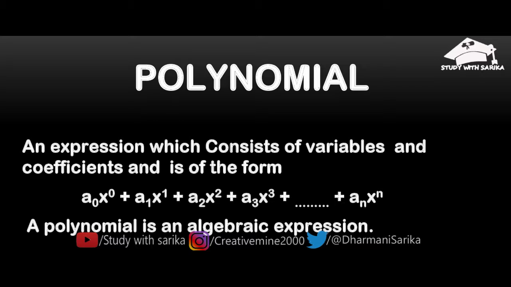Here polynomial is not a single term, it is a combination of terms, where poly is a prefix which means more than one and nominal which means terms. So polynomial, in simple words, is a combination of terms. In even simpler language, it is a combination of constants and variables.